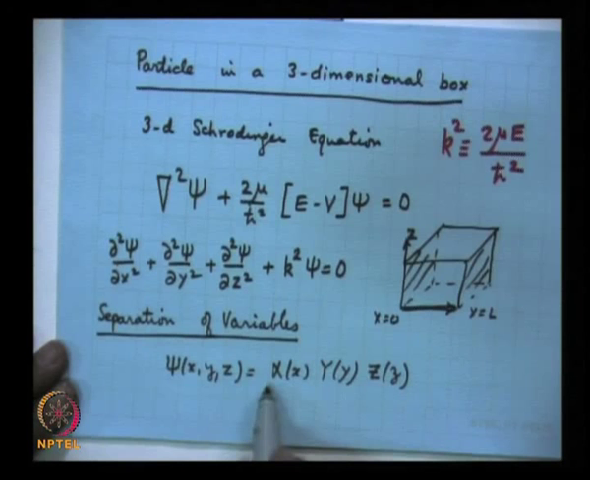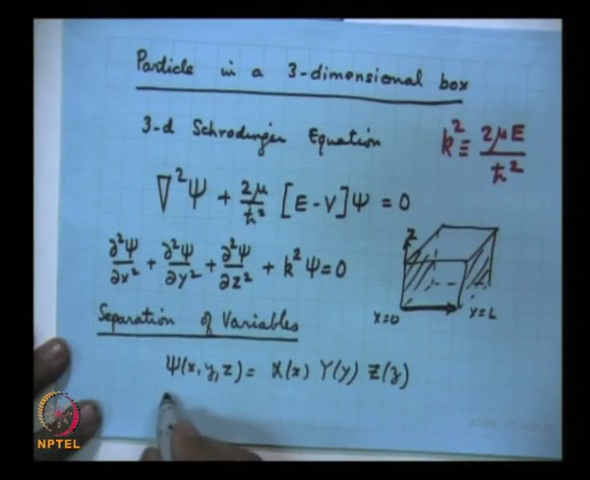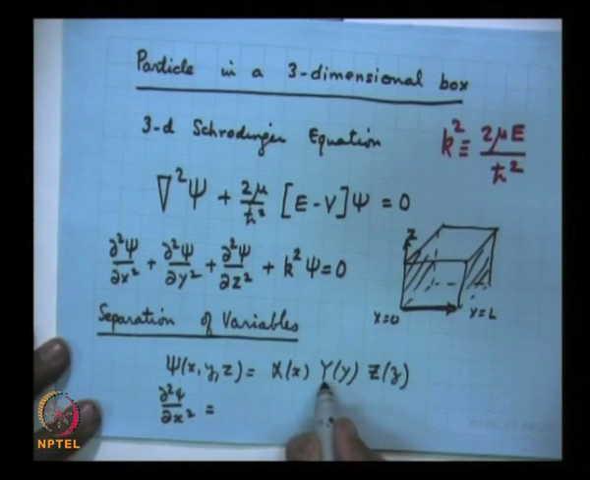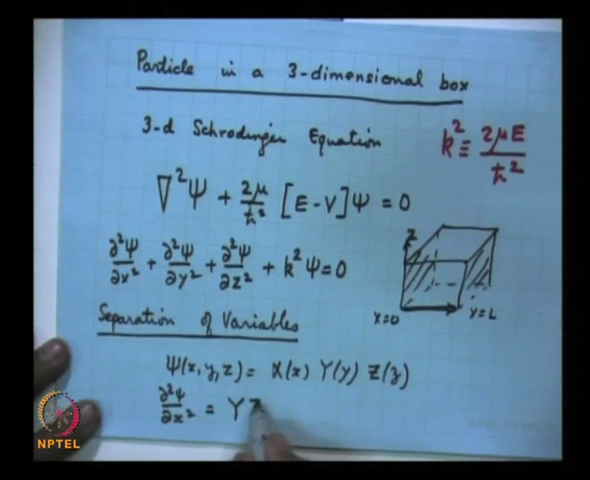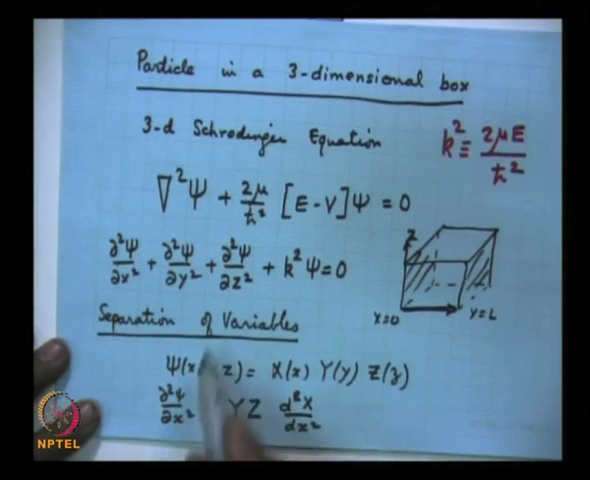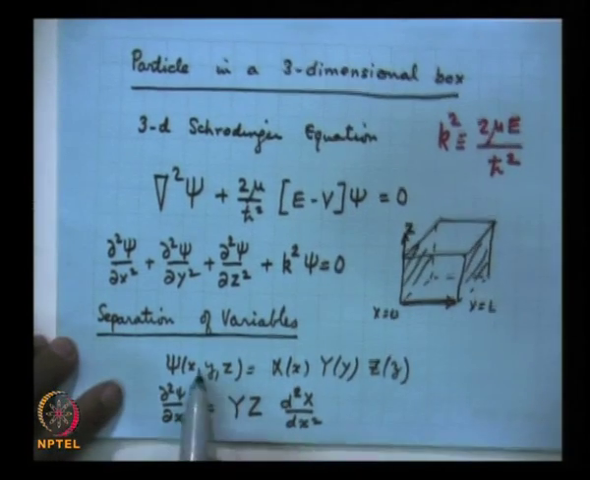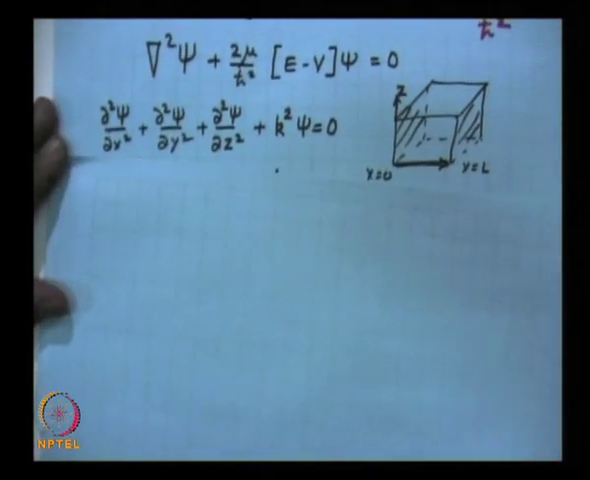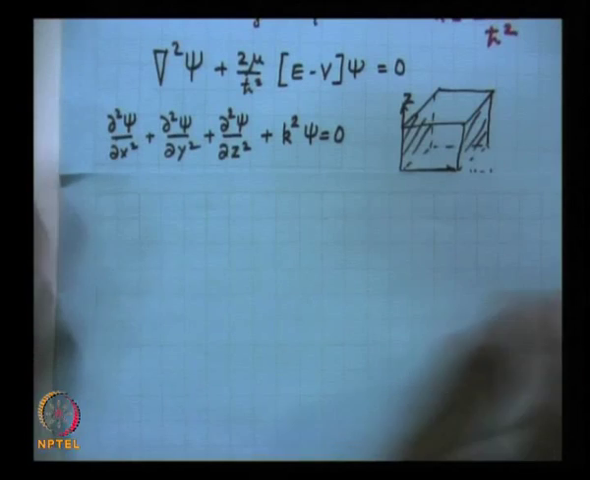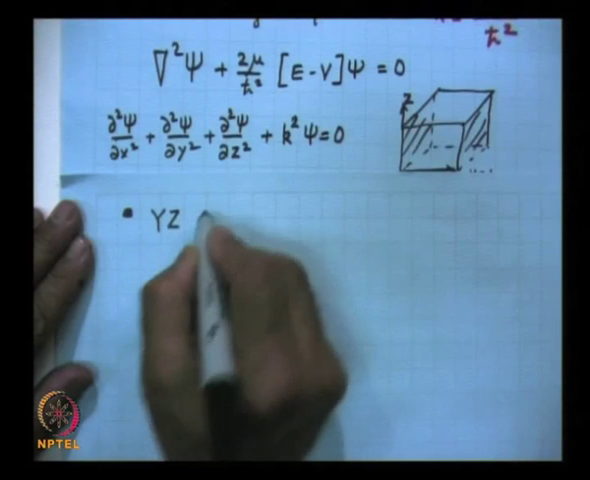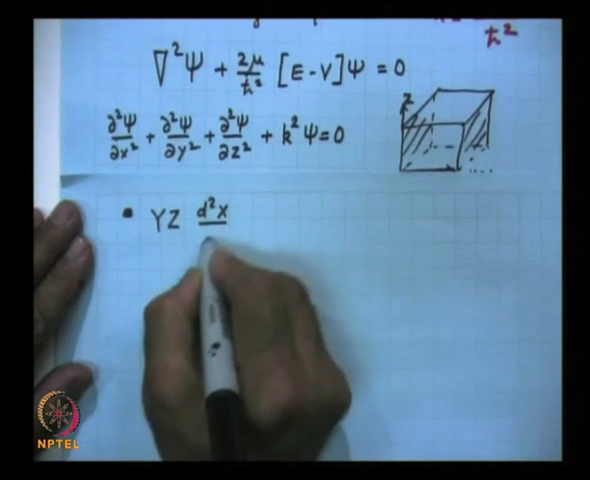So, what is del 2 psi by del x square? This will be equal to this, and the y and z parts will be constant, and this then becomes a differential d 2 X by dx square, and similarly del 2 psi by del y square and del 2 psi by del z square. So, if I substitute this solution in this equation, then what I will get is the following: Y times Z into d 2 X by dx square.